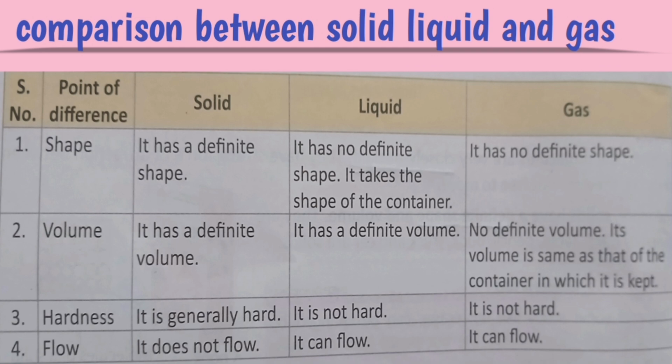Comparison between solids, liquids and gases. Shape: solid has a definite shape. Liquid has no definite shape, it takes the shape of the container. Gases have no definite shape. Volume: solid has a definite volume. Liquid has a definite volume. Gases have no definite volume; the volume is the same as that of the container in which it is kept.